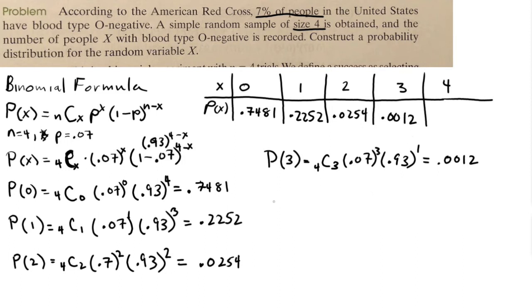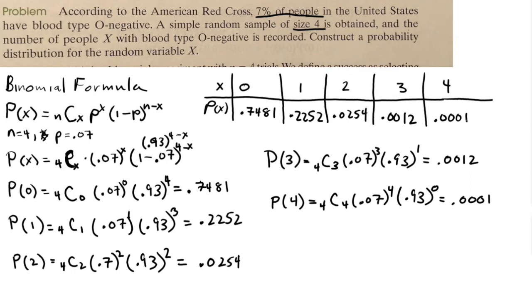And then the last one, P of 4, which is 4C4, 0.07 to the 4, 0.93 to the 4 minus 4, and that ends up being 0.0001. Okay. All right, so again, all of those can be carried out on your calculator easily enough.